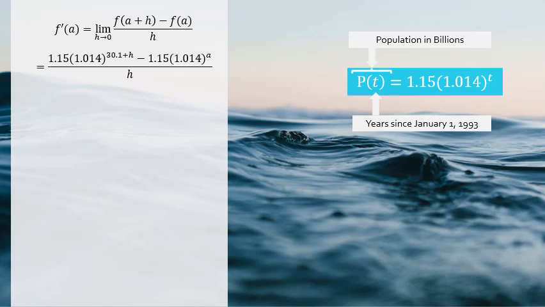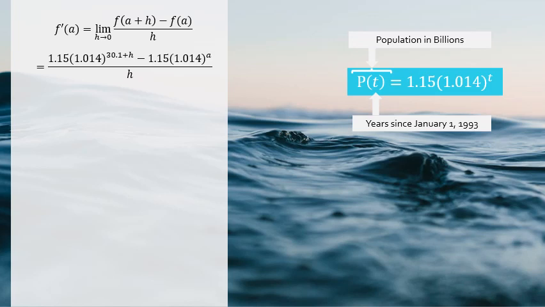Just for fun, we'll ask what the instantaneous rate of change should be for today, February 7th, 2023. Today is the 38th day of the year, which I'll convert to a decimal by dividing it by 365, and that will give us 0.103, which I will round down to a nice 0.1. So A is going to be 30.1.